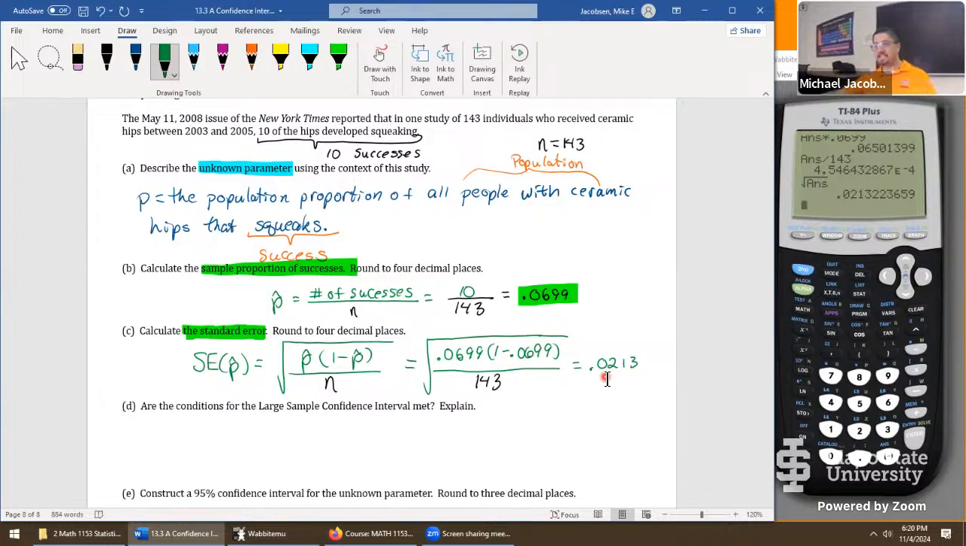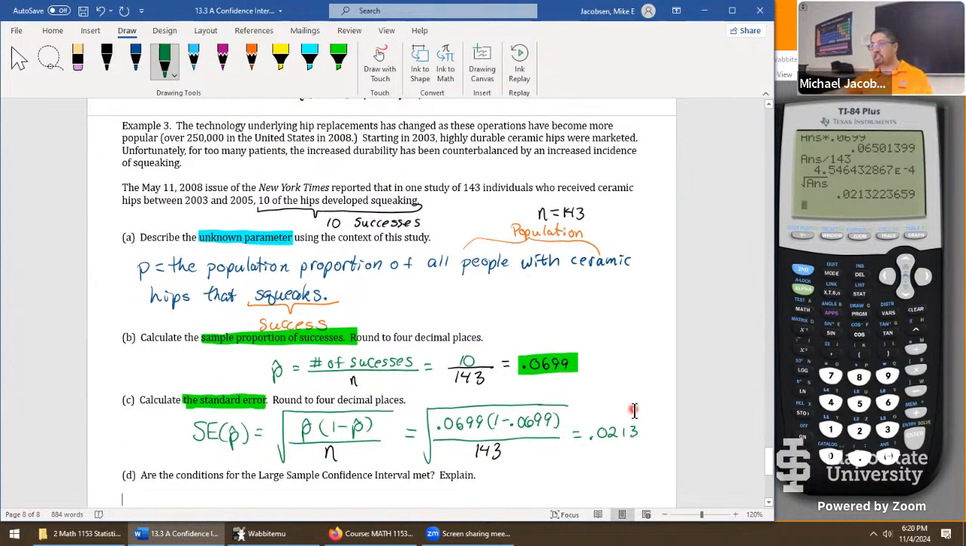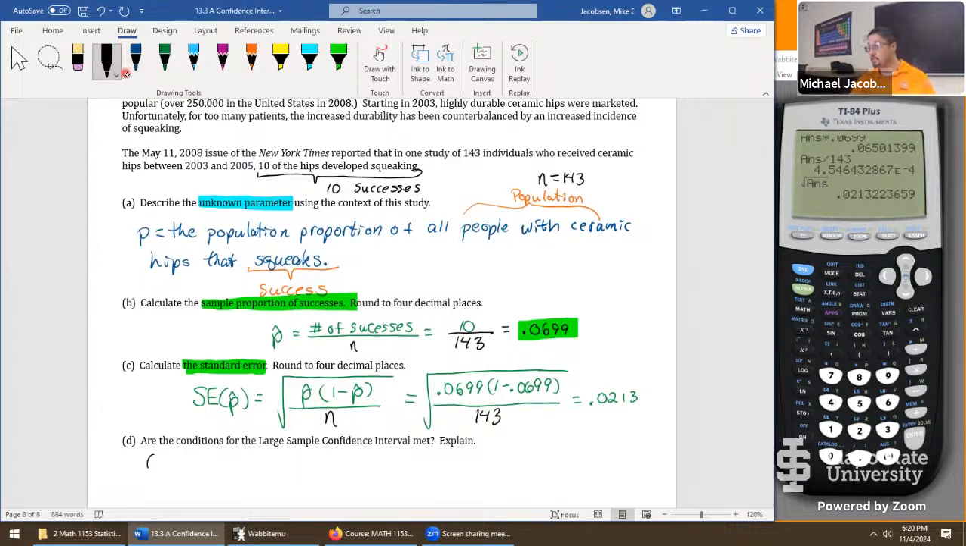Okay, so we're being asked now at this stage, are the conditions for the confidence interval met? It's kind of rude after we did most of the work getting towards the confidence interval, but let's take a break and look into that information. So we have an issue from the New York Times, reported 143 individuals, no information on how they got them. We just hope that this study did it right and it was a random sample. Let's start by saying on part one here, we do not know if the sample is random.